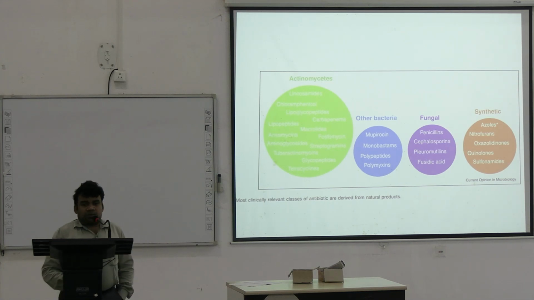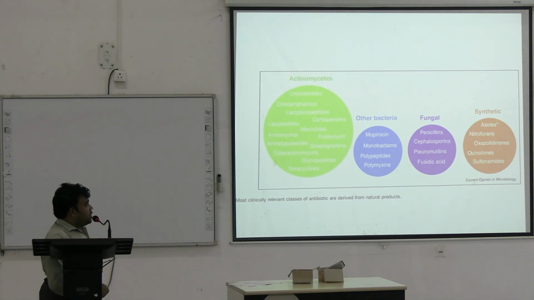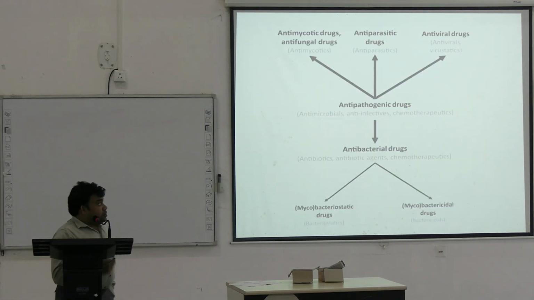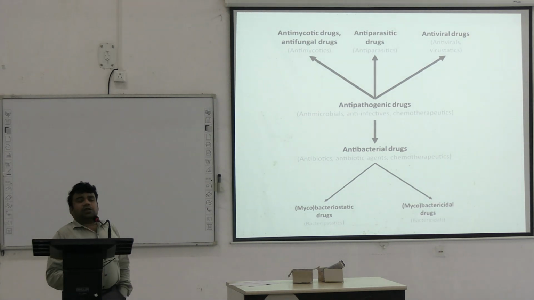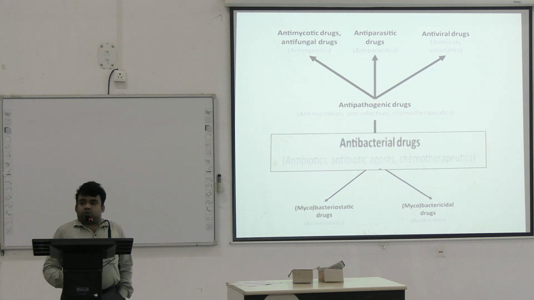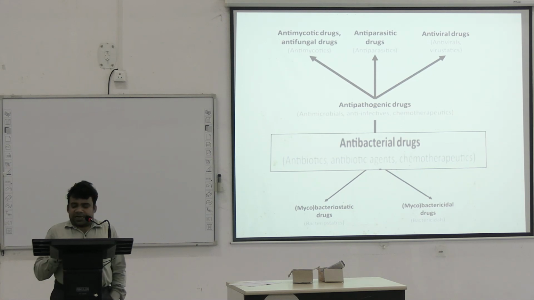Now, if you look at the sources of antibiotics, you can see most come from other organisms like actinomycetes, other bacteria, and fungi, and some of the antibiotics are synthetic, that is, they are synthesized artificially. Moving on, if we look at the classification of antimicrobial agents, we can classify them based on the type of organisms they are effective against. For example, antibacterial agents, and a very special group of antibacterial agents comprises the antimycobacterial agents. The other groups could be antifungal, antiparasitic, and antiviral. As far as today's discussion is concerned, we'll discuss the antibacterial drugs.